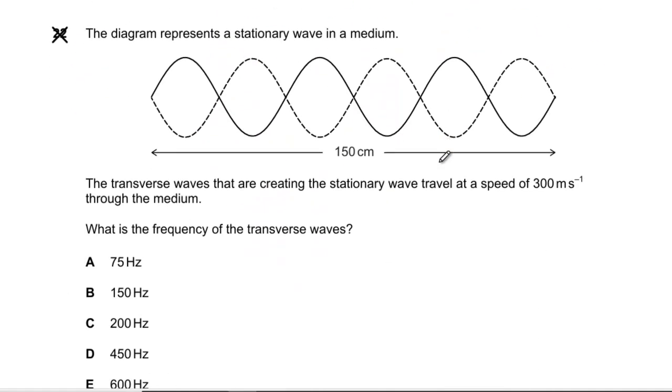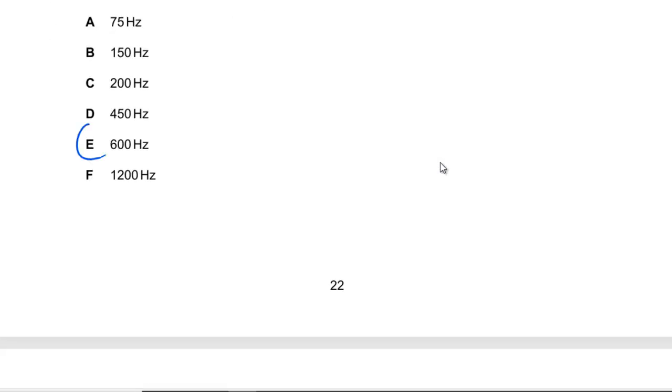22, we've got a stationary wave. And it's 150 centimeters there for what, 1, 2, 3 wavelengths. So lambda is 0.5 meters. Transverse waves that are creating the stationary wave travel at 300 meters per second. What is the frequency? Well, we just need to double it, and we divide by the wavelength, and we get 600 hertz, which is E.